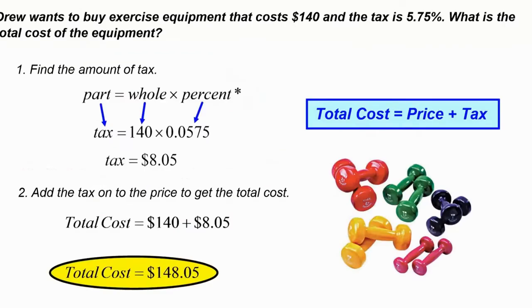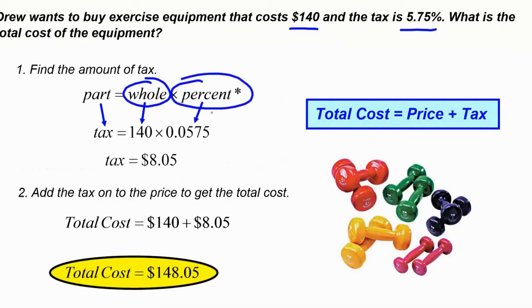So let's take a look at a couple examples of calculating a tax. Drew wants to buy exercise equipment that costs $140 and the tax is 5.75%. What is the total cost of the equipment? So the cost of the equipment is $140, but we have to pay 5.75% of that extra in tax. So we have to find the part when the whole is the price of the equipment and the percent is the tax that we have to pay.